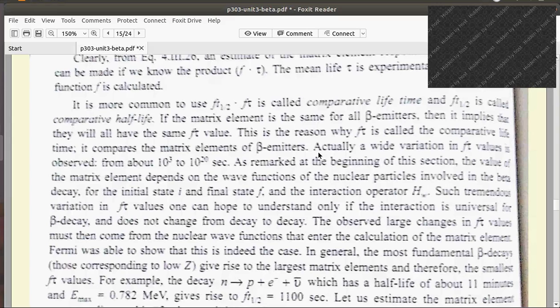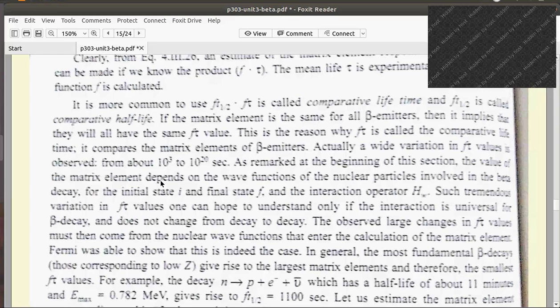Actually a wide variation in ft values is observed, from about 10⁻³ to 10⁻²⁰ seconds. So the lifetime of beta emitters can vary from 10³ seconds, 1000 seconds, to 10²⁰ seconds.